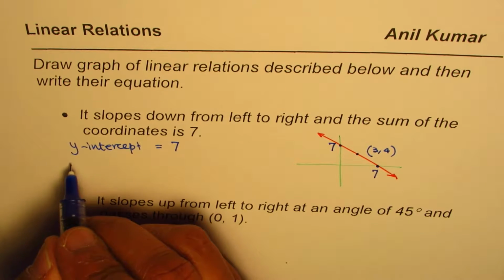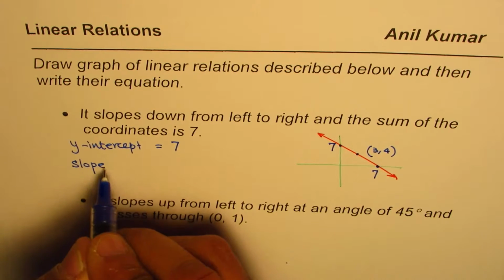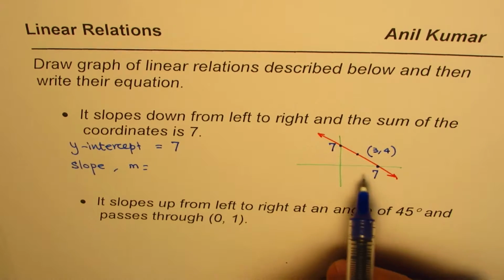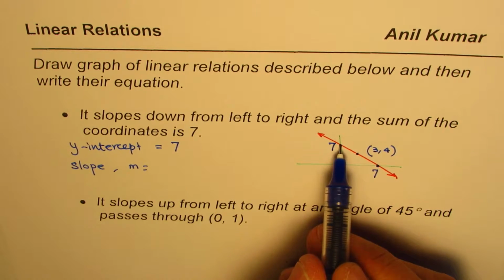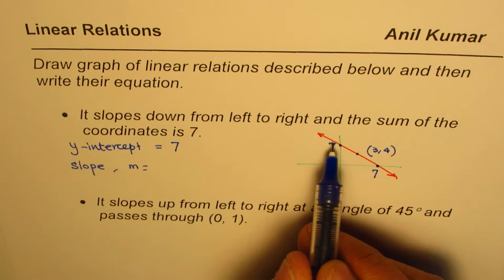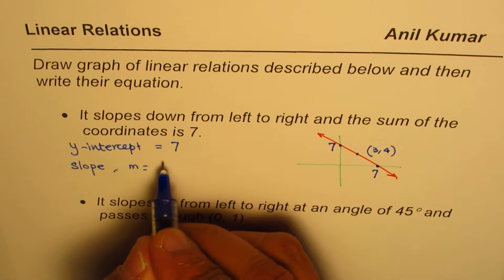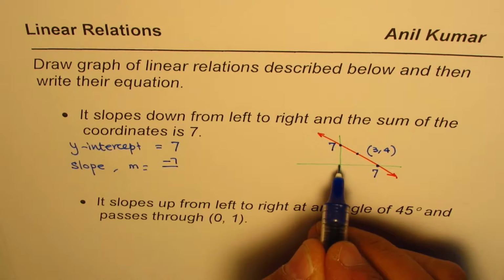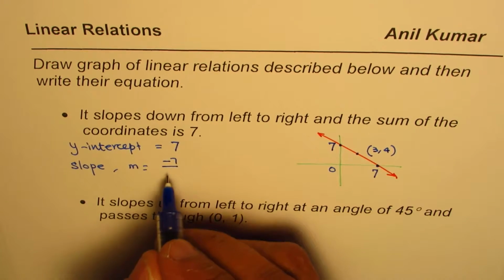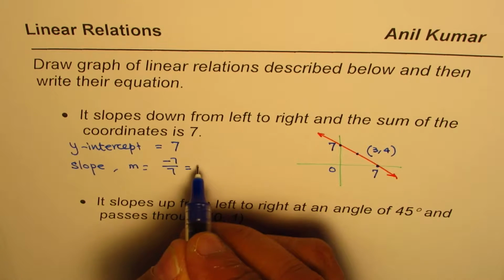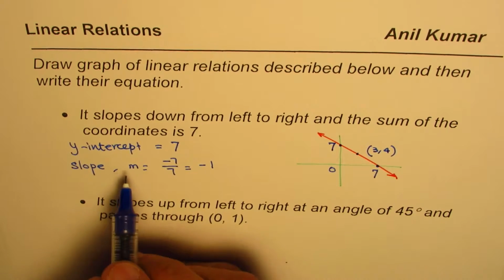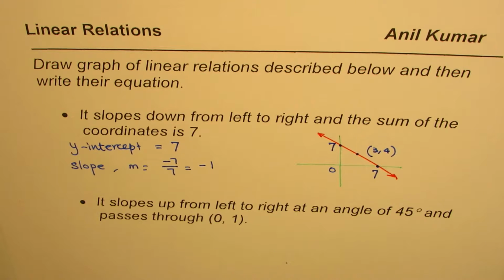And then what is the slope? Slope m is equal to, if you go from left to right, it is decreasing, that means slope is negative. You go down 7 units, that means minus 7, and run is also right 7, right? So minus 7 divided by 7 is minus 1. Since we know that the y-intercept is 7 and slope is minus 1, we can write down the equation.